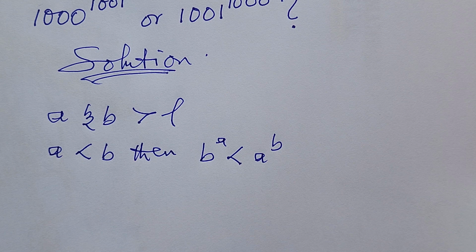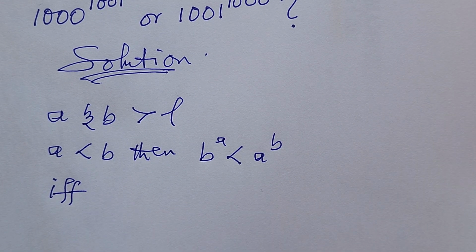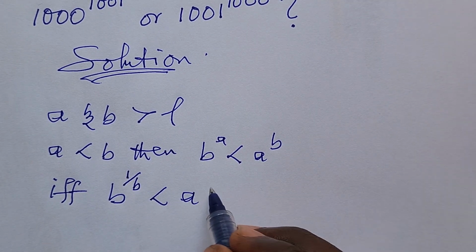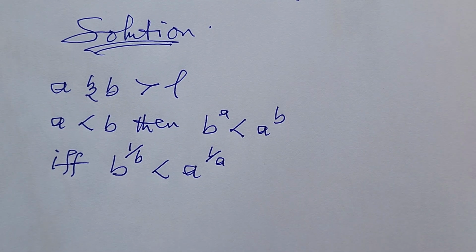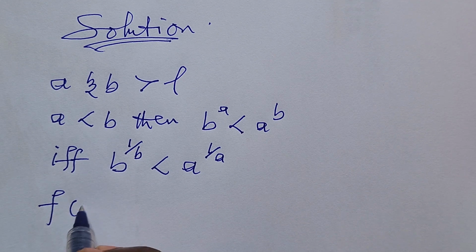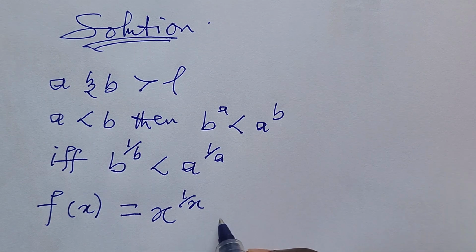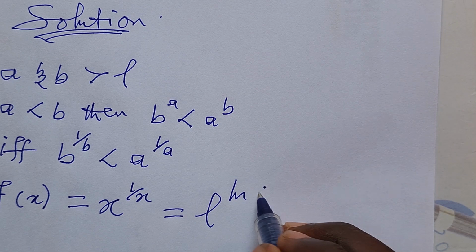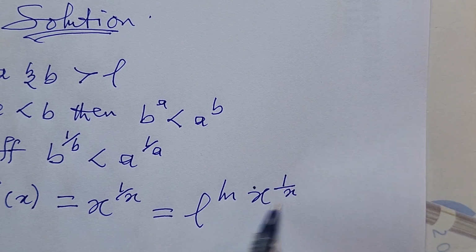This is true if and only if B to the power of 1 over B is less than A to the power of 1 over A. That is, if we can show that the function f of x equal to x to the power of 1 over x, which gives us e to the power of ln of x to the power of 1 over x. In other words, this expression is the same thing as this.